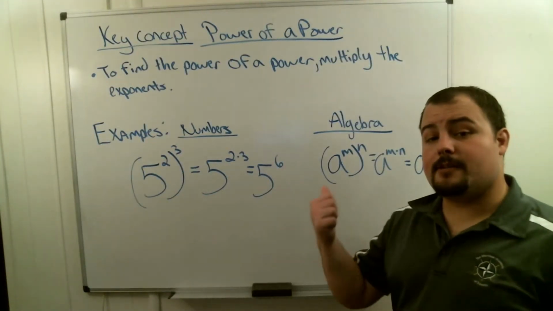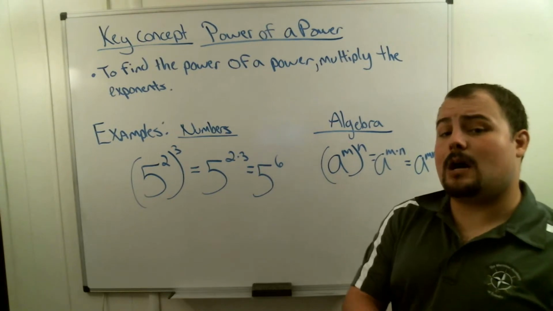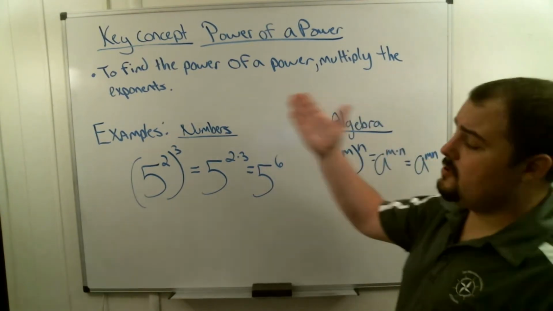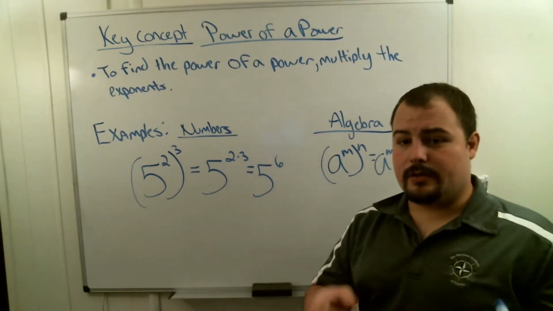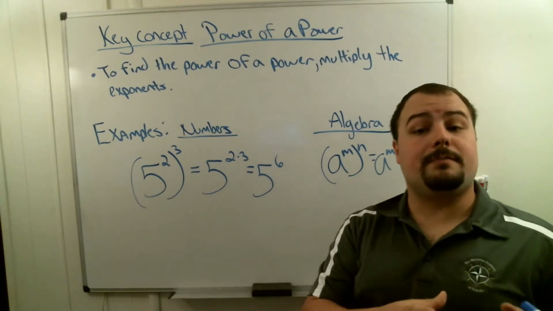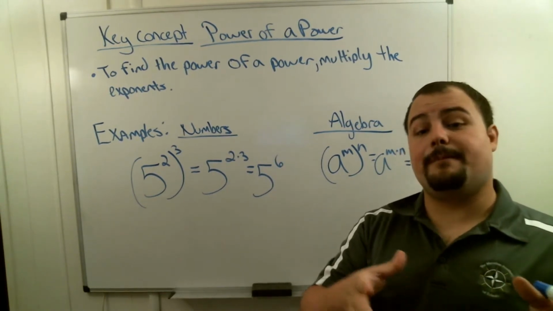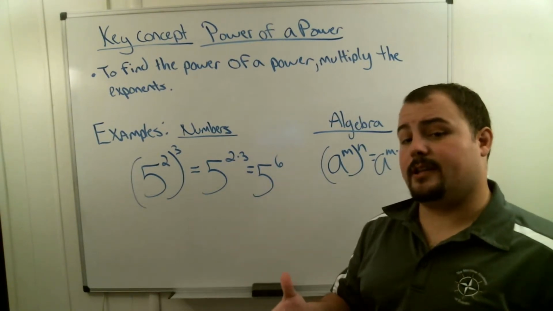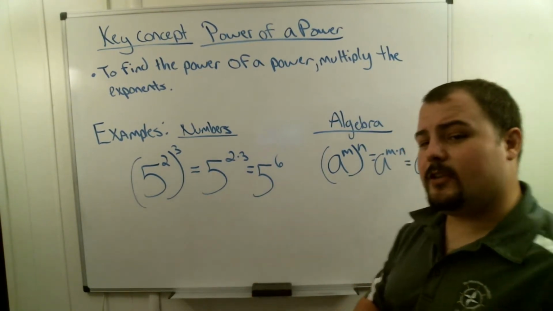In this lesson, we're really going to talk about the key concept of the power of a power. What that means is, to find the power of a power, all we've got to do is multiply the exponents. So in this lesson, we're going to be multiplying the exponents. Do not get it confused with multiplying numbers that have the same base, where you add the powers. In this case, we're actually multiplying the exponents. And you'll see that these are a little bit different.